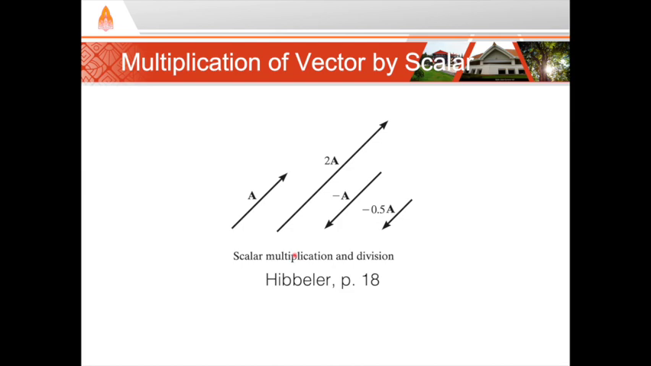We can multiply vectors and scalars together. So for example, if we have this vector A, and we want to multiply it by 2, and 2 being a scalar, just the magnitude of 2, we see that it doesn't change the direction, but it does double the length. We can also multiply it by a negative, which means that the vector now points in the opposite direction. And we can multiply it by numbers less than 1, which is the same as division.